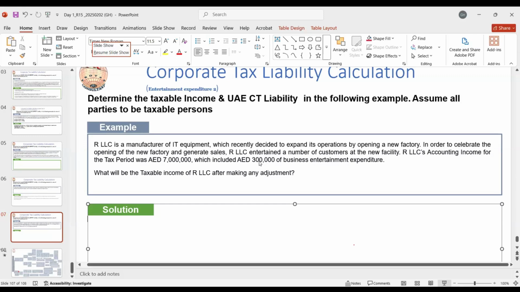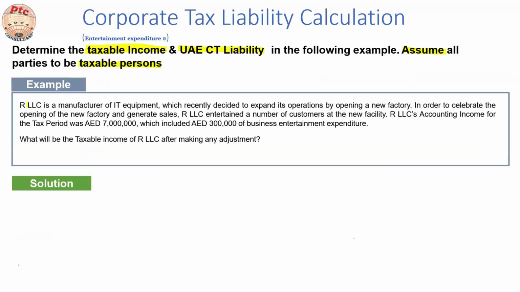Since the taxable income was 7 million, but it also included 300,000 expenses for business entertainment expenditure. Since 50% is allowable, we will add back 50% of 300,000, and then we will deduct the 3,750,000 of the 0% tax expense, income tax expense. Thank you.